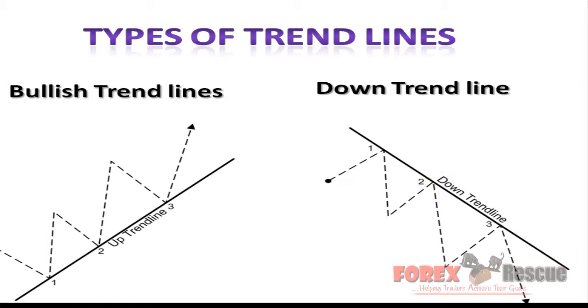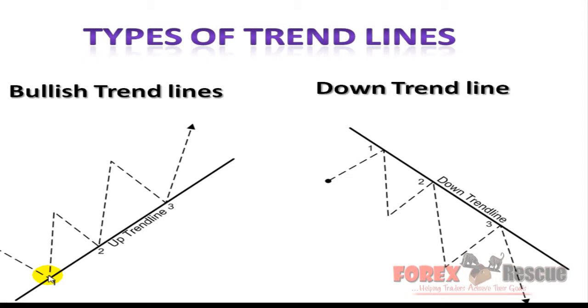Now, placing the trend line is very easy. All you need to do is just to follow 2 steps. Identify 2 swing points, and I'm going to show you in a real chart, and draw a line joining them. So whenever you identify 2 swing points like this, this is called an uptrend line.